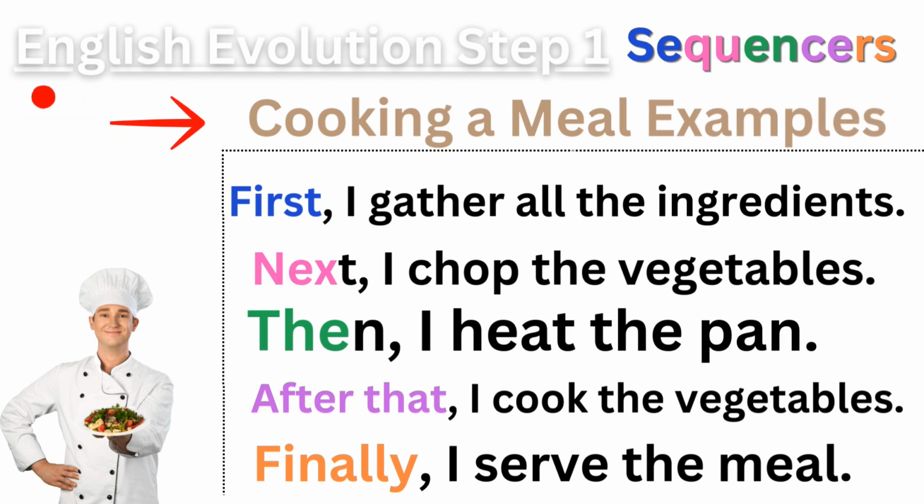Cooking a meal examples. First, I gather all the ingredients. Next, I chop the vegetables. Then, I heat the pan. After that, I cook the vegetables. Finally, I serve the meal.